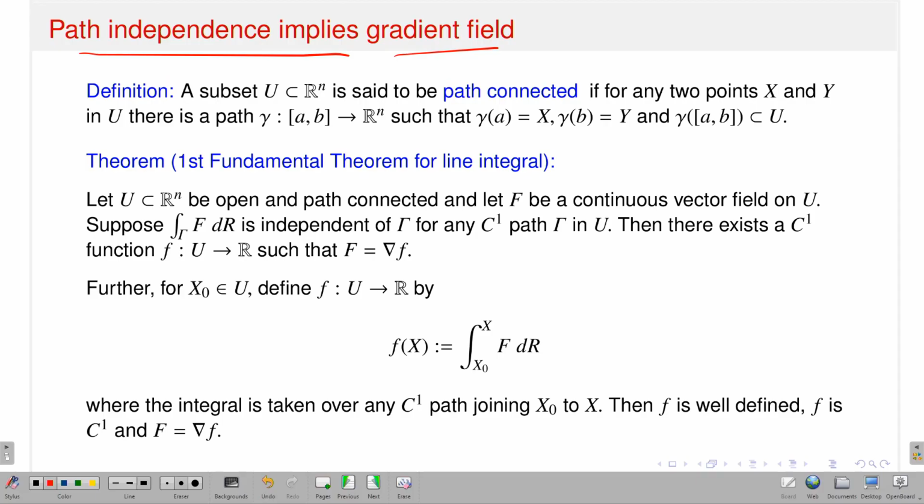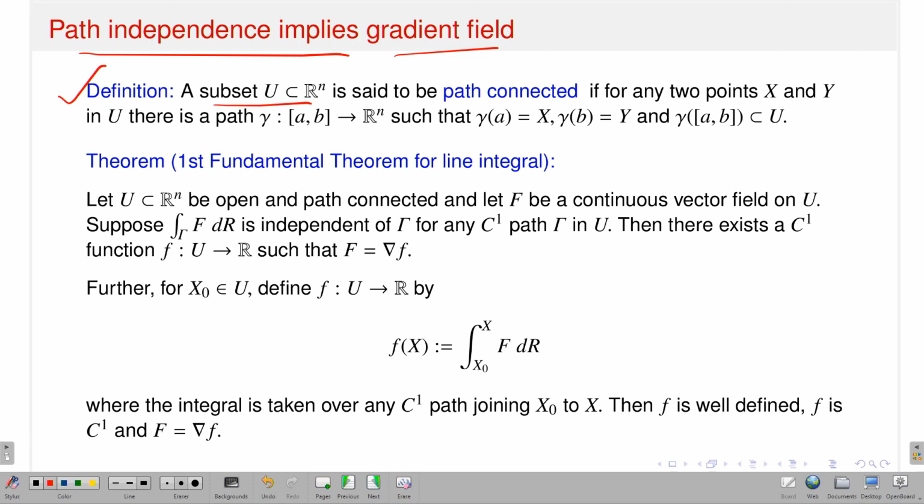What is a gradient vector field? A vector field capital F is called a gradient vector field if I have a scalar field f, and if I take the gradient of this scalar field, it is exactly equal to your vector field. You start with that, and those kinds of vector fields are called gradient vector fields. Let's start with the definition.